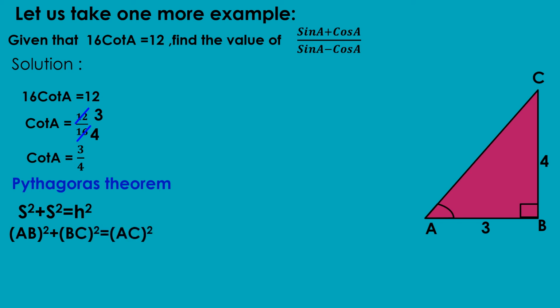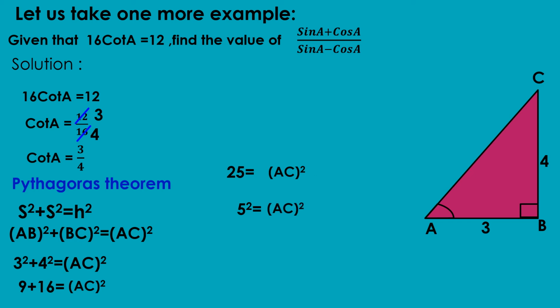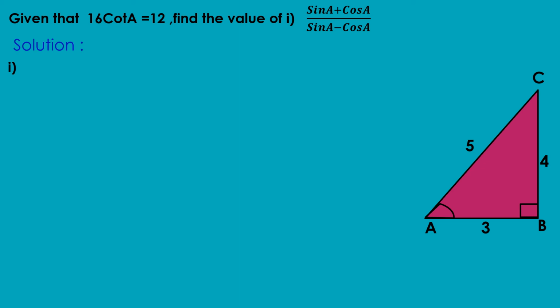Substitute 3 for AB and 4 for BC. That means AB square plus BC square is equal to AC square. That is 3 square plus 4 square is equal to AC square. 3 square is 9 plus 4 square is 16 is equal to AC square. 9 plus 16 is equal to 25, that is equal to AC square. 25 we can write as 5 square is equal to AC square. Both sides square has been cancelled, then AC is equal to 5. So this is the third side we need. In this right angle triangle ABC, we know all the sides. Now we can find the sin A and cos A values.